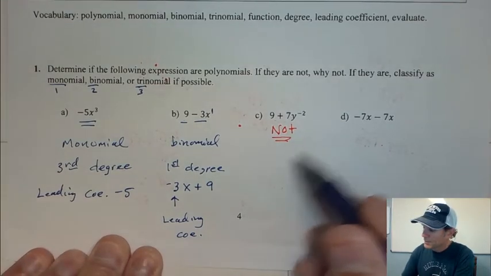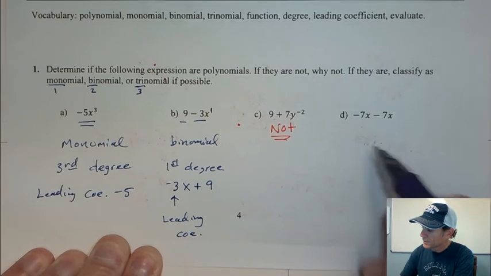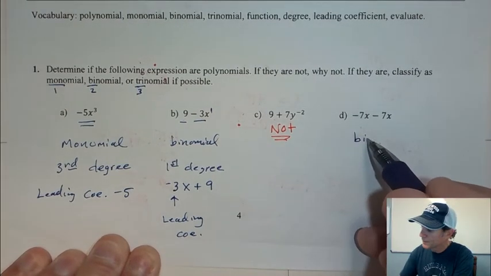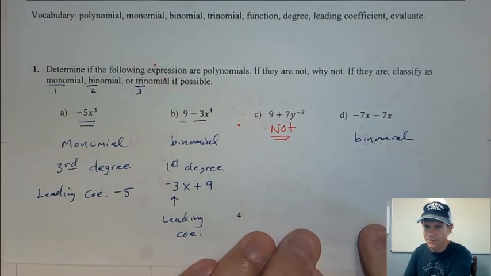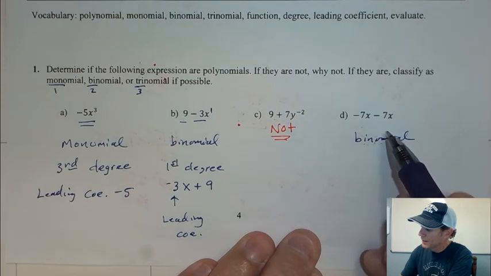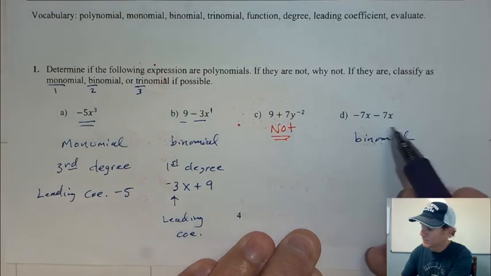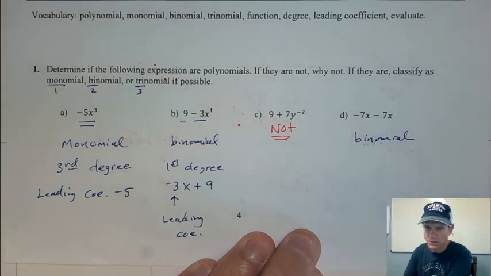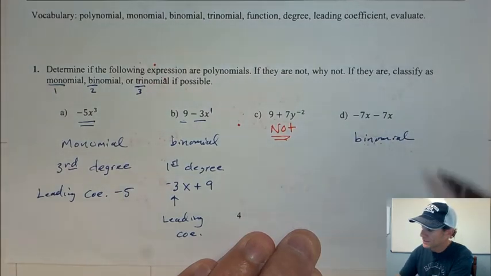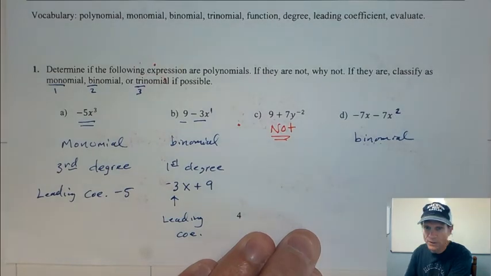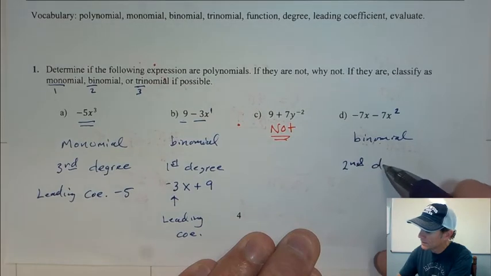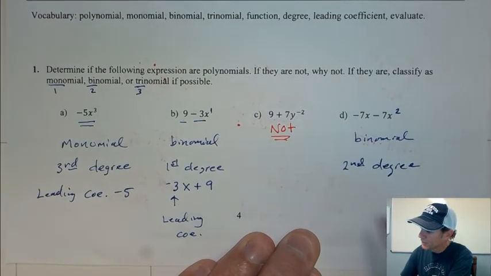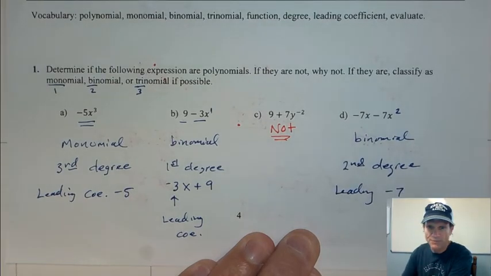This one's not a polynomial, so we're going to just write not polynomial. And then this one's a binomial. Remember the words binomial, trinomial, monomial are just a more specific name for a polynomial. And then this one's kind of weird. I would have rather had a little different example here, but we'll just leave it like this. I guess if it would have had a squared on it here, we would say it's a second degree. And then the leading coefficient would be -7. So that one's a little weird one there.